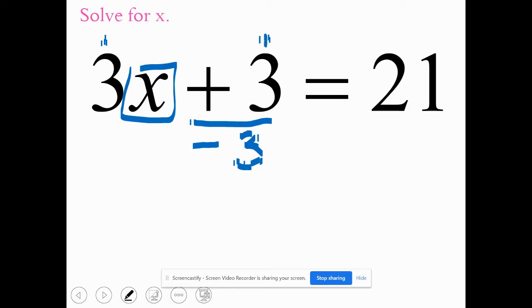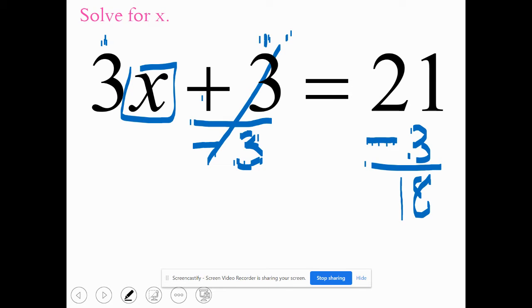Then we minus 3 on both sides. So plus 3 minus 3, those two cancel. Whenever that cancels, we have 21 minus 3. 21 minus 3 is 18. So now the 3 in the x drops down, and we have 3x equals 18.